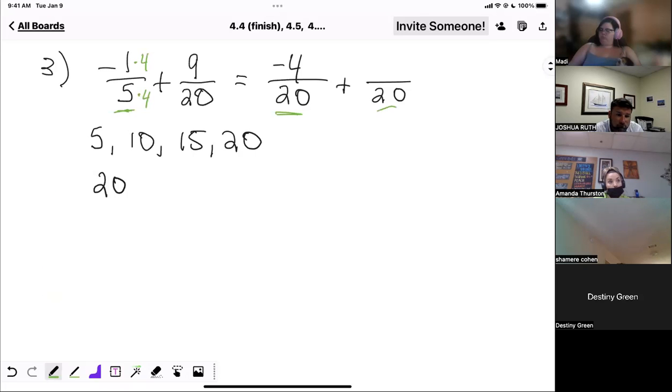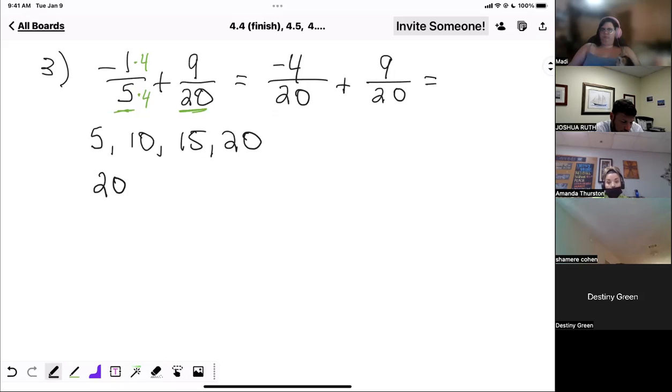I want 20. I have 20. I have nothing to do except write down my numerator, which is 9. It's not going to change because I already have what I want. And now that they're the same, we can add the numerators and keep the denominator.